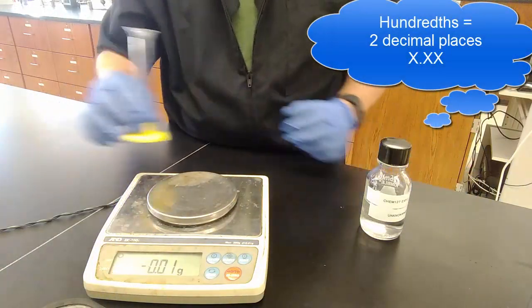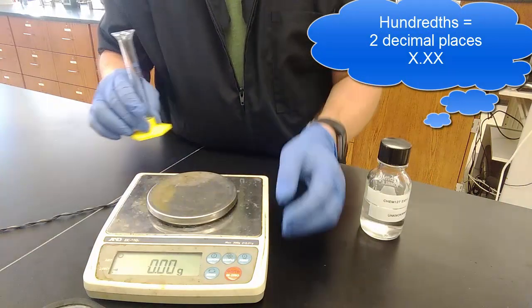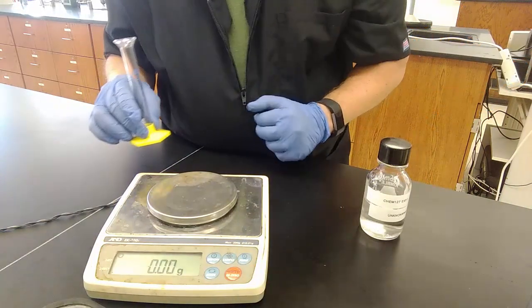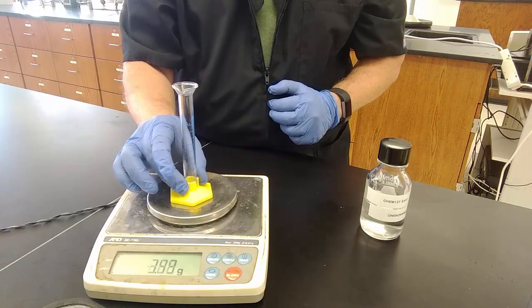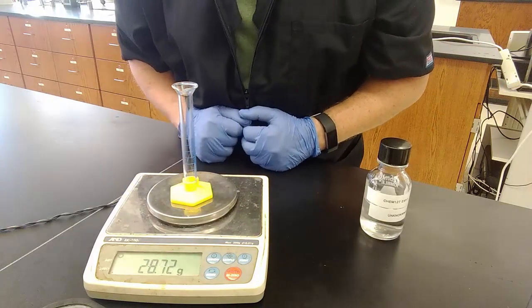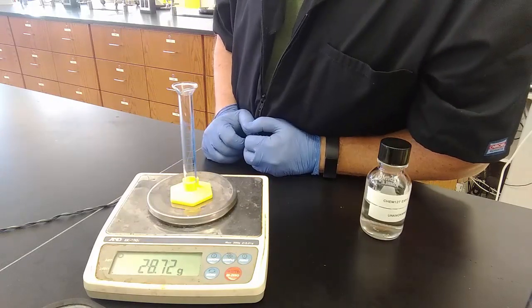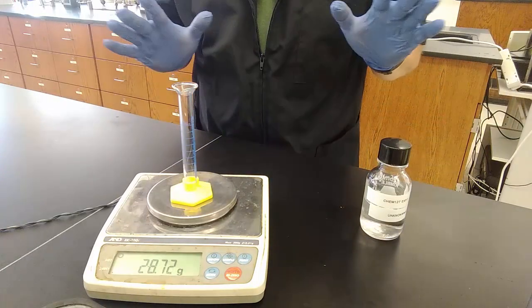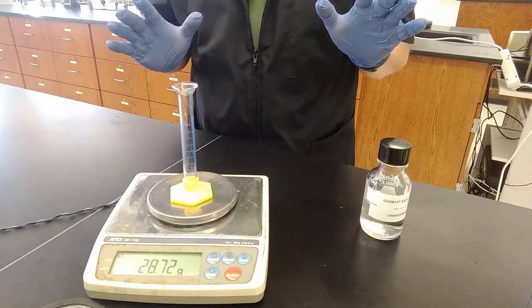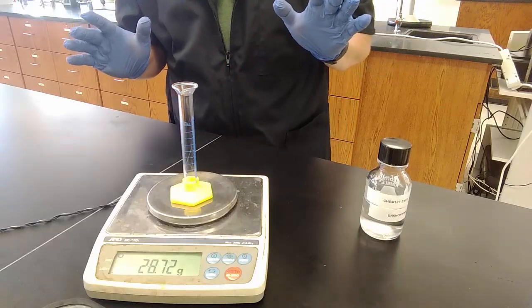But step 2 says weigh the graduated cylinder empty. My balance is already on 0, tared, and so I have my graduated cylinder's mass at 28.72 grams, not touching the table. If you touch the table, sometimes the mass changes.